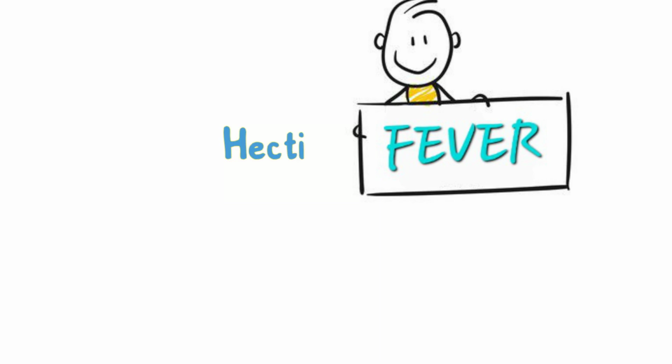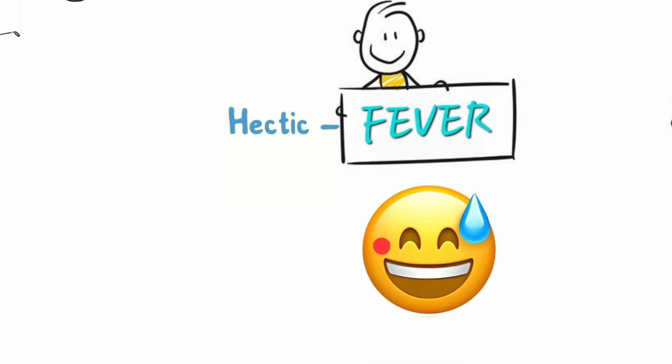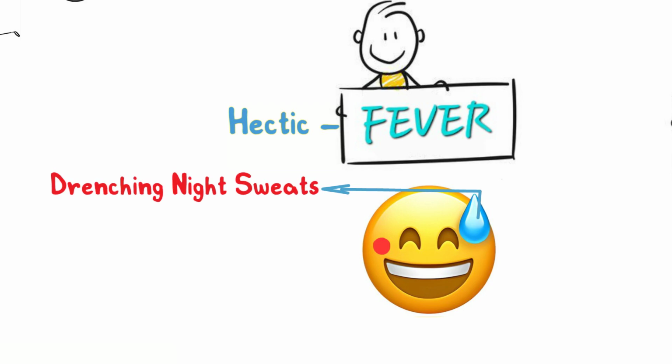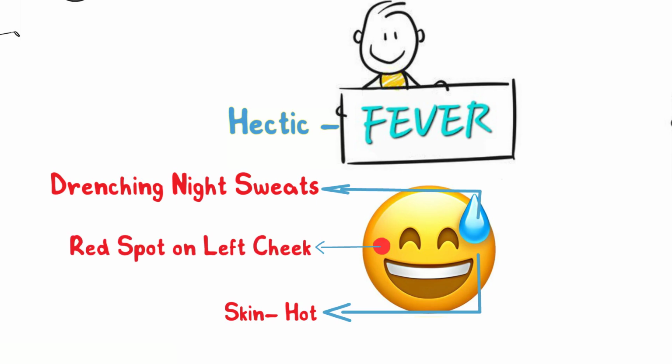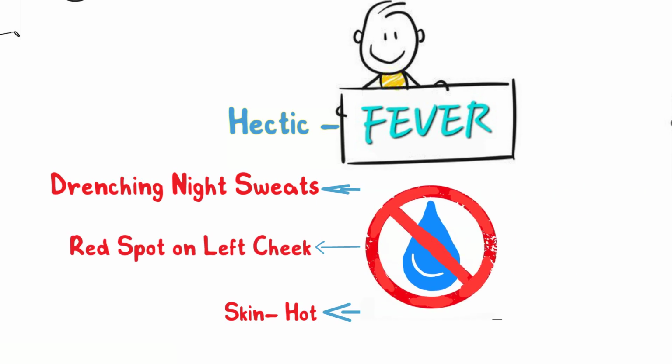Fever. For better understanding and easy memorization, remember only this particular emoji for the acetic acid fever condition. That is, we find the drenching night sweat, red spot on the left cheek and skin will be hot. Along with that, no thirst during fever.